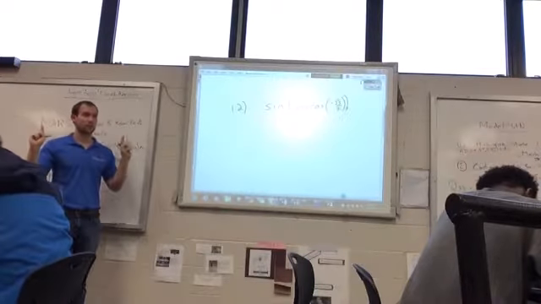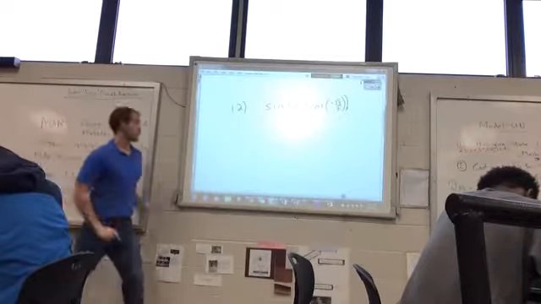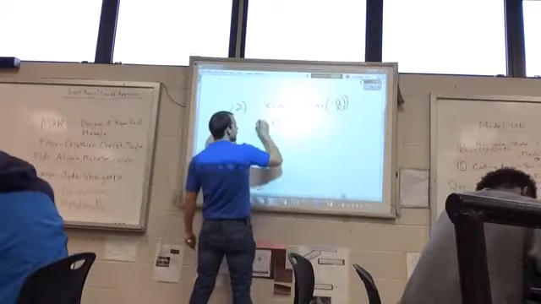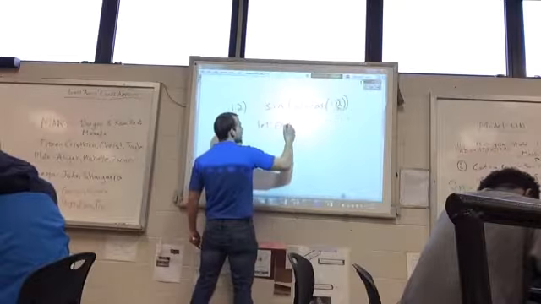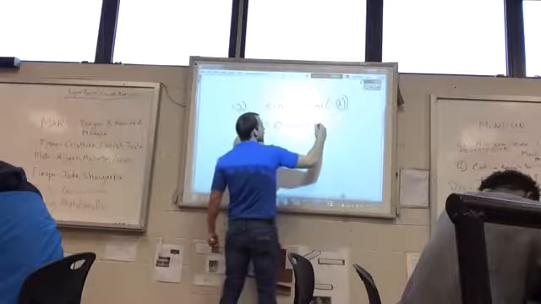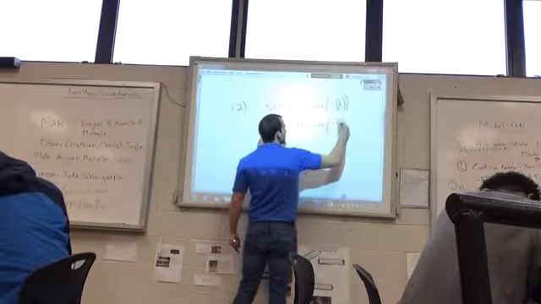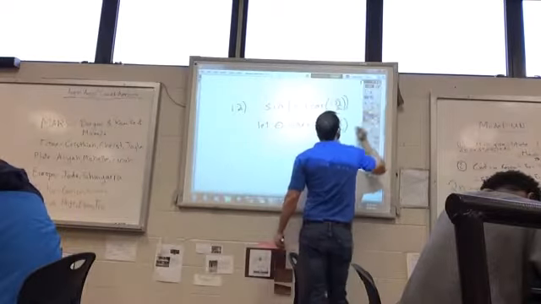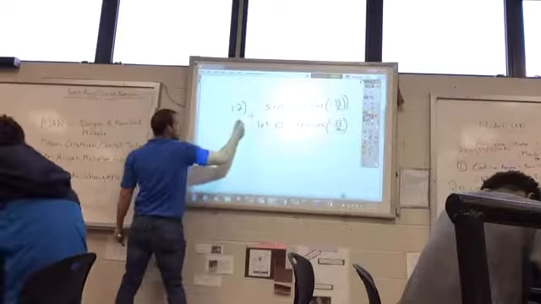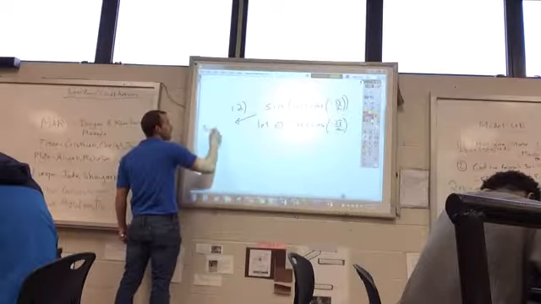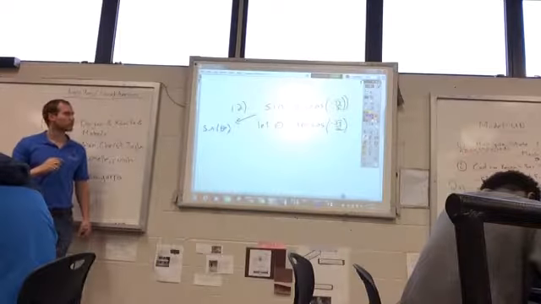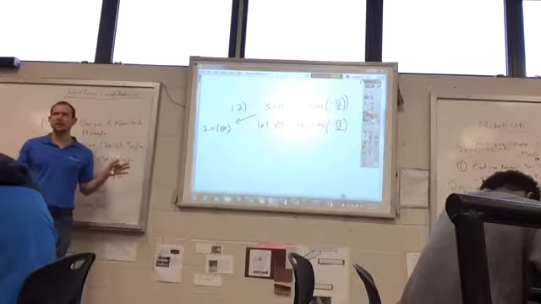What's the first step? Take the inside part. Theta equals this stuff. So we're going to say, let theta equal this arc cosine of negative radical 3 over 2. If we do that, that means this problem changes to just finding the sine of theta. Okay, now what's the next step?